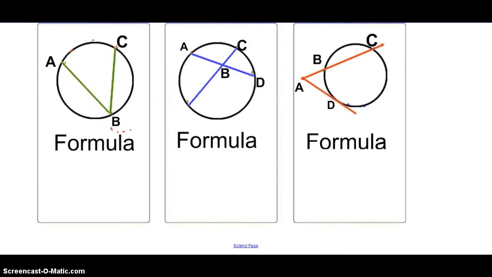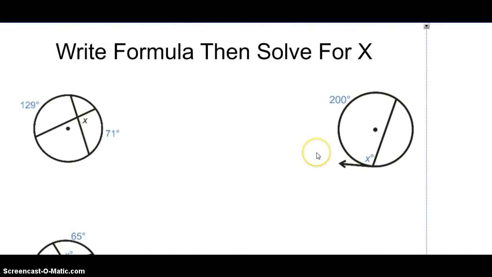They're in your notes. I know you can do it. Let's take a look at just a few of these, okay? For these two, let's take a look. This formula, when you have two chords, is this. It's to find the angle.